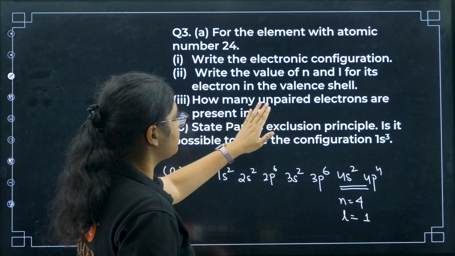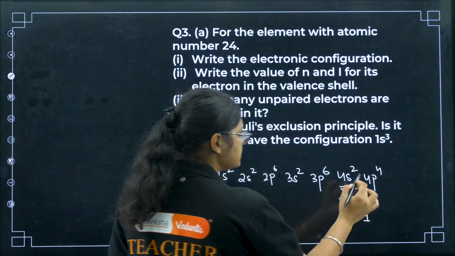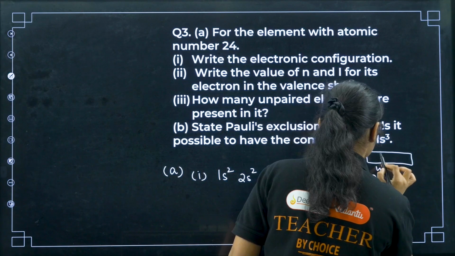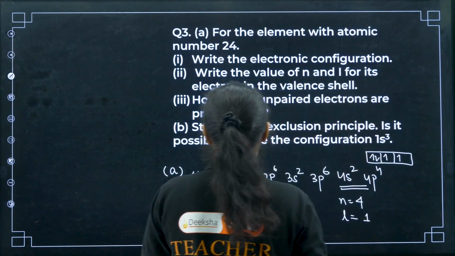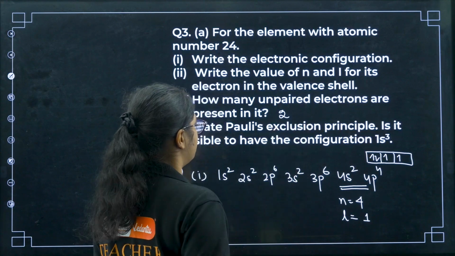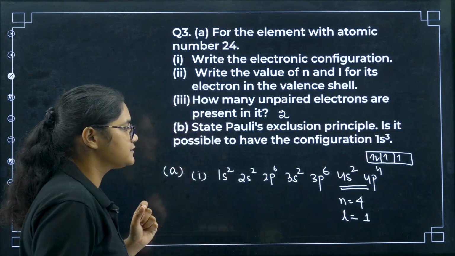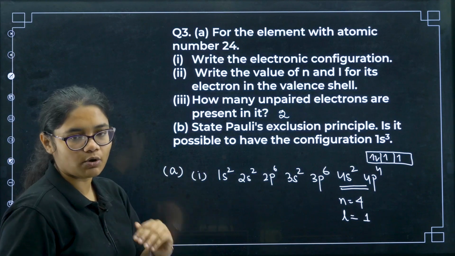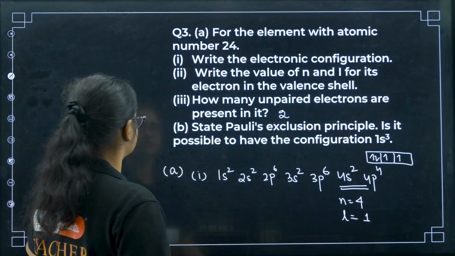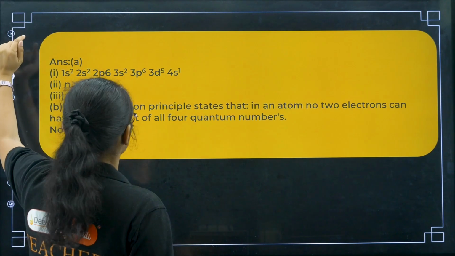How many unpaired electrons are present in it? So if you see 4p4, we have 3 orbitals here. So 1, 2, 3 and 4. So how many unpaired electrons are present here? 2 unpaired electrons. Now what does Pauli's exclusion principle say? No 2 electrons can have the same value for all the 4 quantum numbers. Okay, that you have to represent.